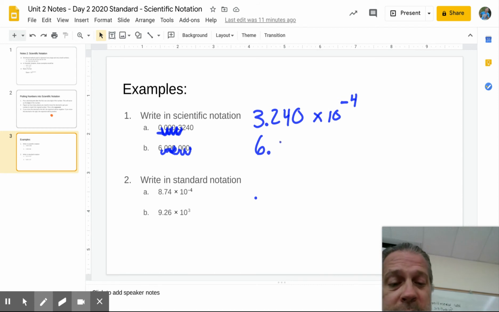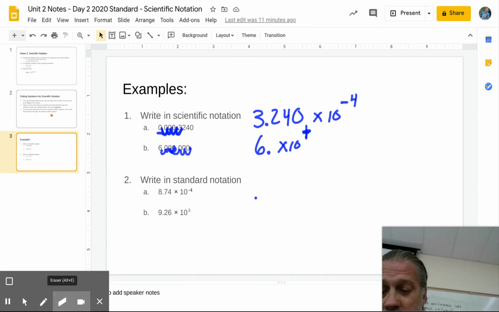And I'm going to say 6 times 10. Again, I moved the decimal to the left, so that tells me that it's going to be a positive exponent. Or the other way to think about it is that if the original number is bigger than 1, which 6 million is, it also has to be a positive exponent.